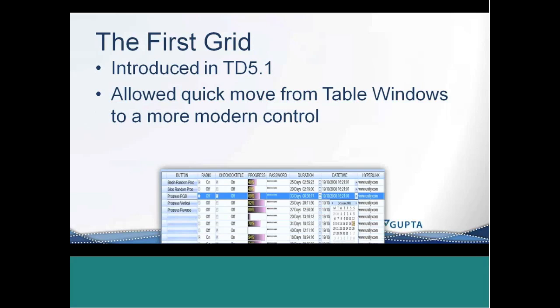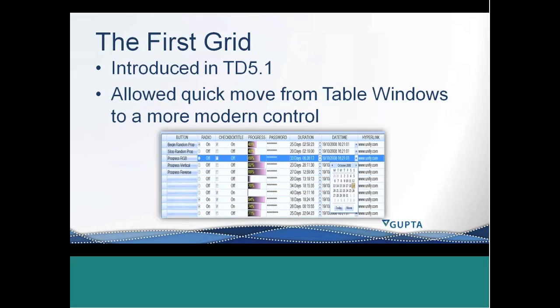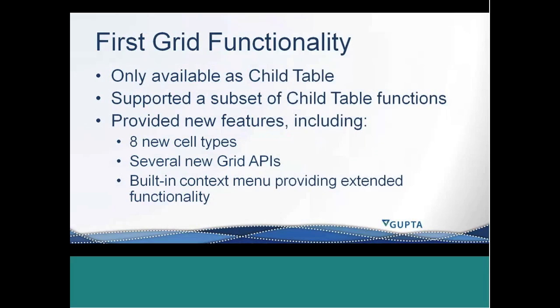So the first grid, introduced in Team Developer 5.1, allowed a quick move from the table windows to, out of the box, a more modern control with different colors and different cell types. Basically, we introduced a new object that you could use if you wanted to provide a better object display to your end user in your application, started in Team Developer 5.1.